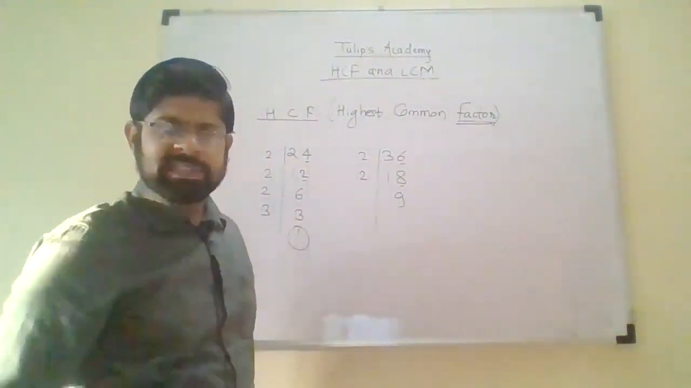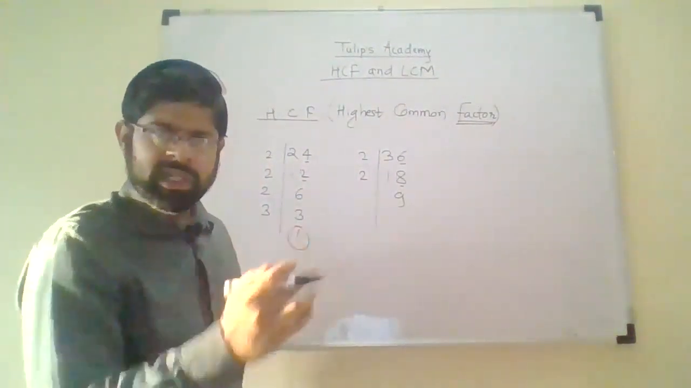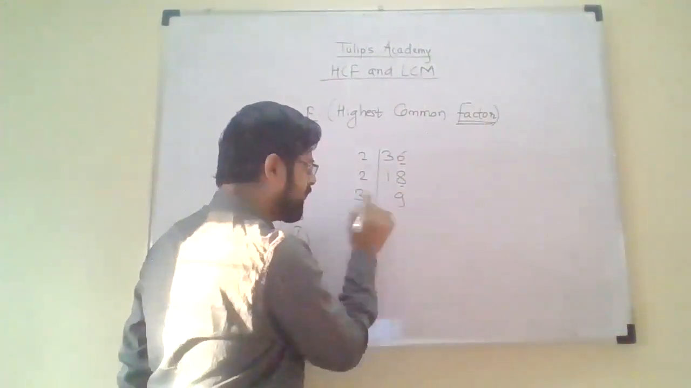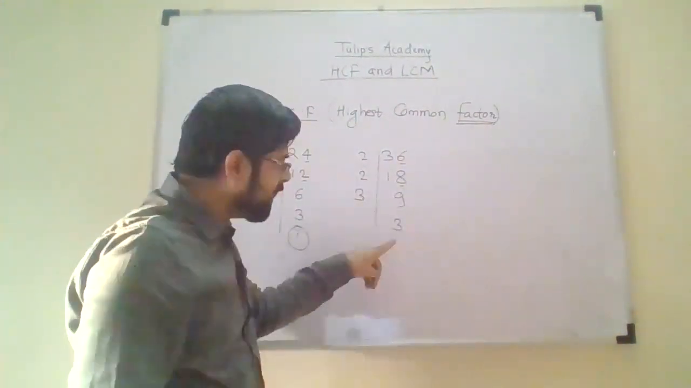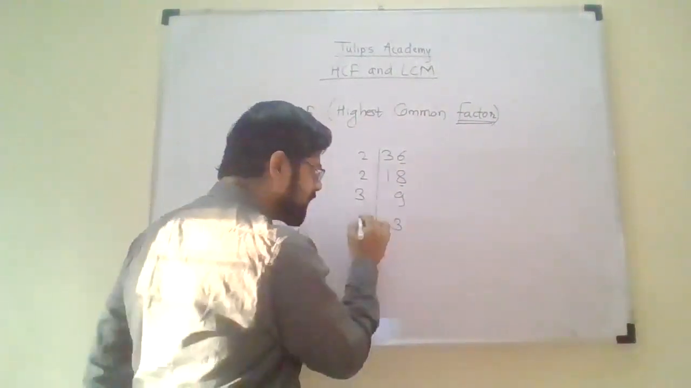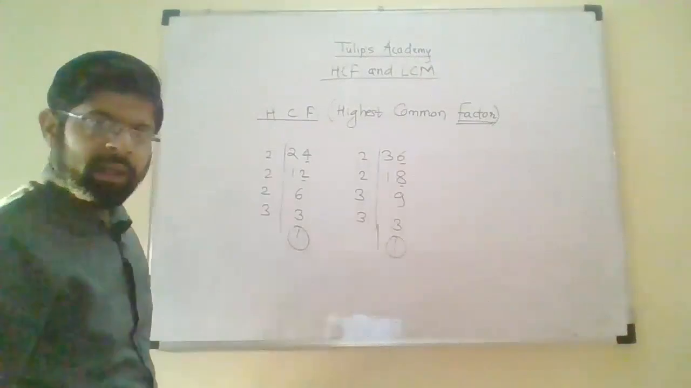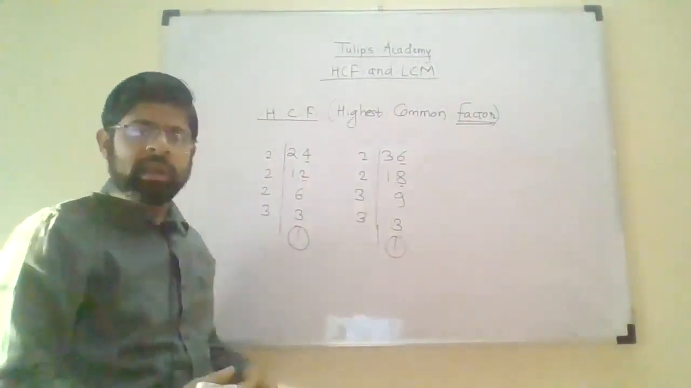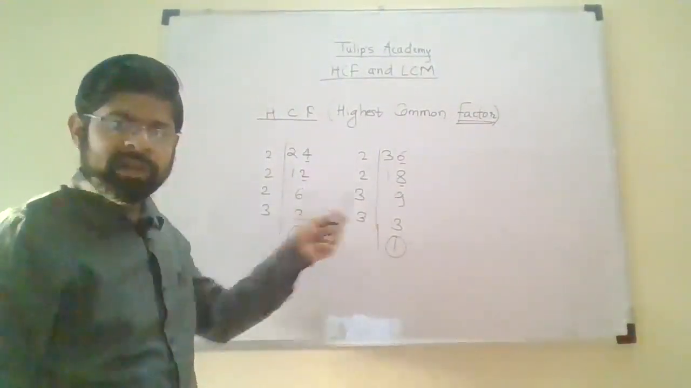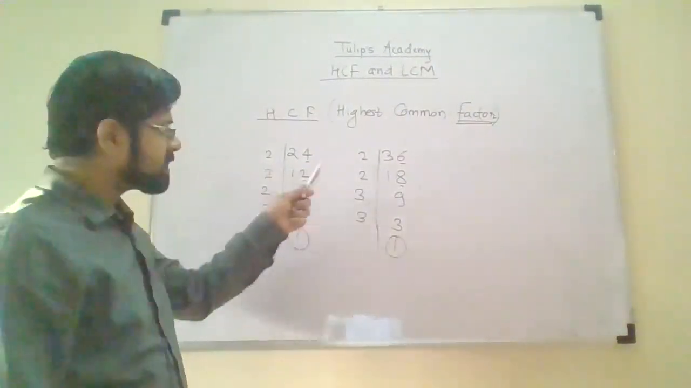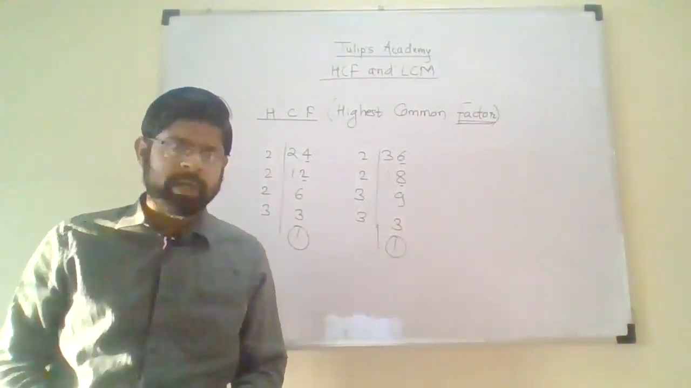Now 9 is not divisible by 2, but it is divisible by 3, the next prime number. So write 3. 9 divided by 3 will be 3. And 3 itself is a prime number, so it can only be divided by 3. So 3 divided by 3 is 1. Now stop. Now check the factors. All the factors are primes, all are prime factors, and therefore this method is called the prime factorization method.